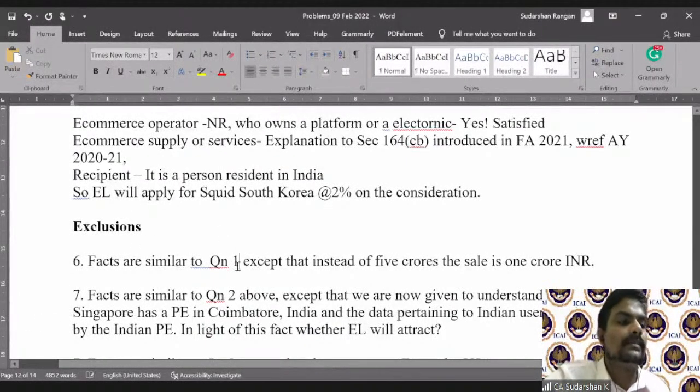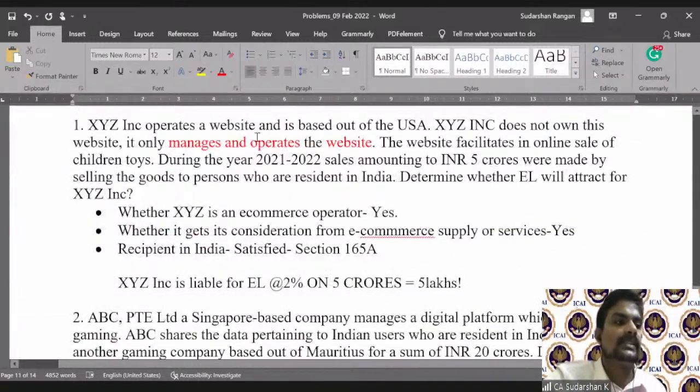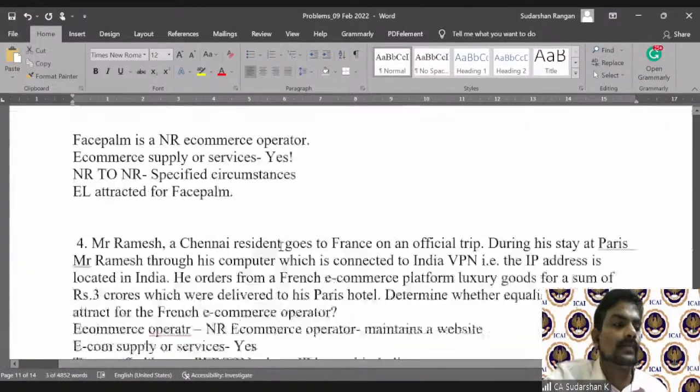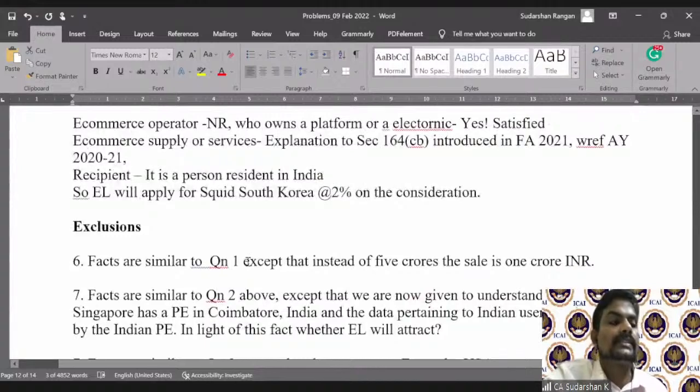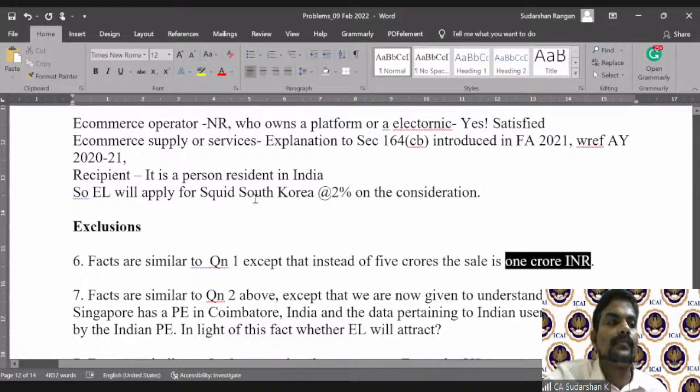Here, facts are similar to question 1. This is the fact. XYZ Inc. operates and manages a website. Sales amounting to INR 5 crores. Facts are similar to question 1, except that instead of 5 crores, the sale is only 1 crore.